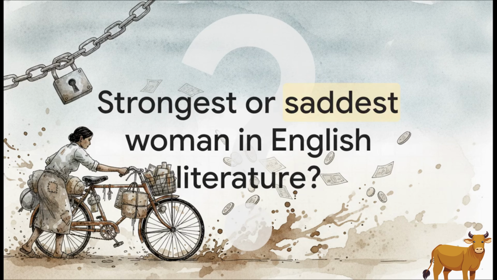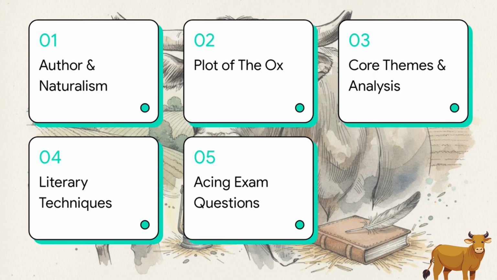It naturally leads us to one profound question. Is Mrs. Thurlow the strongest woman in English literature, or is she the saddest? So, here's our game plan for today. We'll start with the author and naturalism, walk through the plot of The Ox, dive into the core themes and analysis, break down the essential literary techniques, and finally, look at exactly how to ace your exam questions.